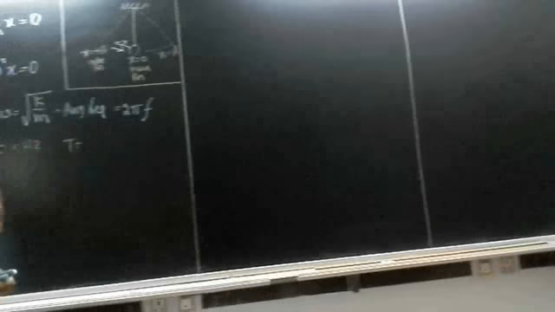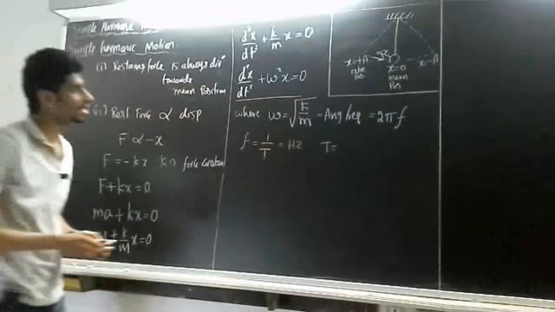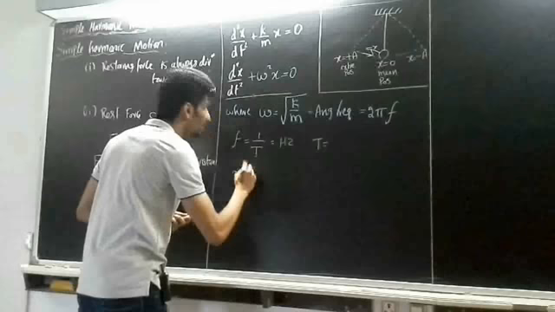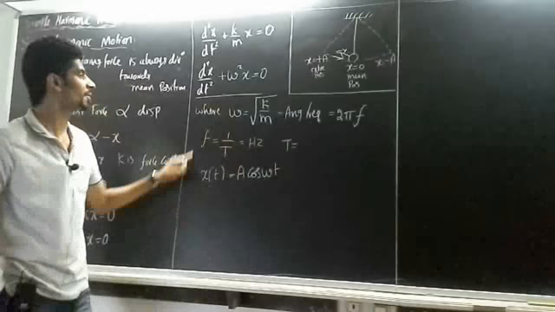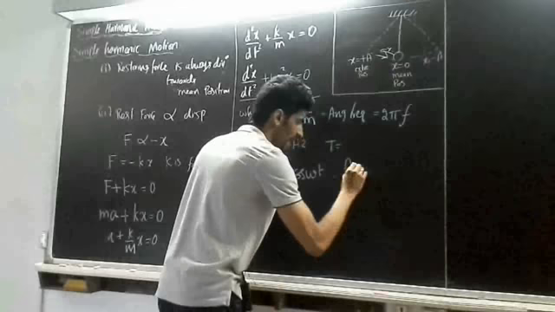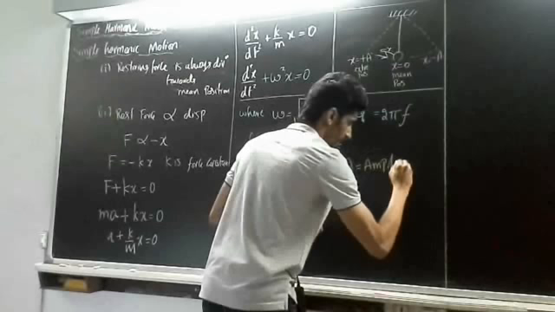However, this is a second order differential equation. If I solve this differential equation, I will get a solution for x, which is a function of time, that is the displacement, equal to A cos omega t. What is this omega? I put it over here. What is this A? I have written it. This A is called the amplitude of a simple harmonic oscillator.